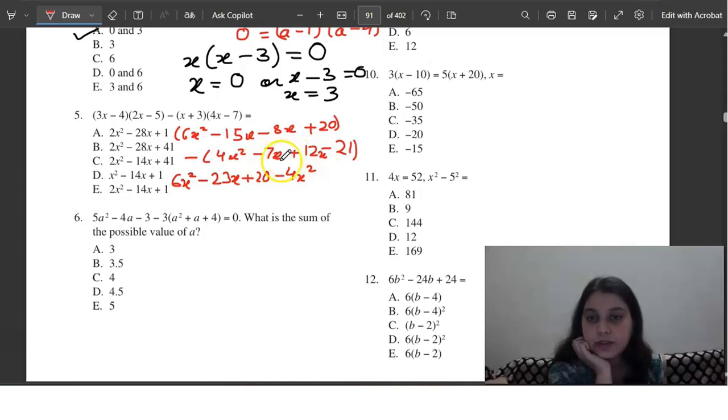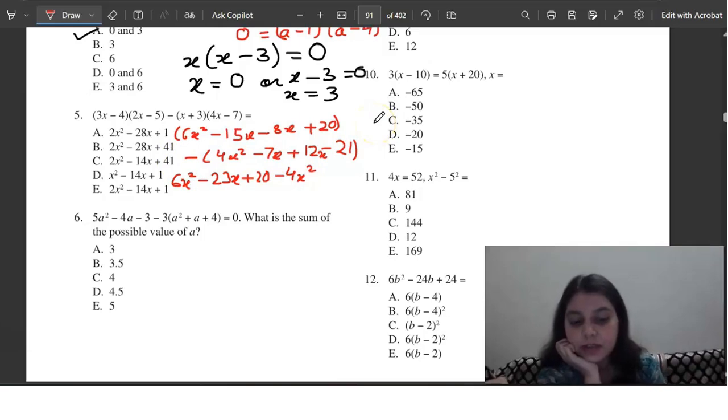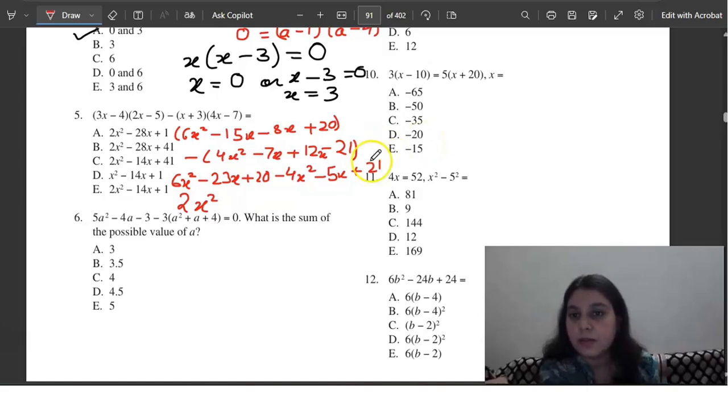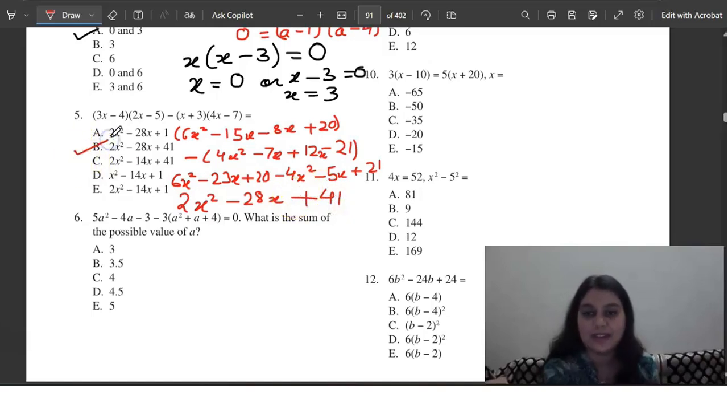We are going to add these first. Then we are going to multiply the minus sign here. So 12x minus 7x, that's basically plus 5x. And then we multiply a minus sign, we have minus 5x and minus into minus plus 21. We can add the like terms here, 6x square minus 4x square, that's 2x square. Then we have minus 23x minus 5x. So 23 and 5 together will be minus 28x. And then we have 20 and 21. So plus 41. So this B option is correct.